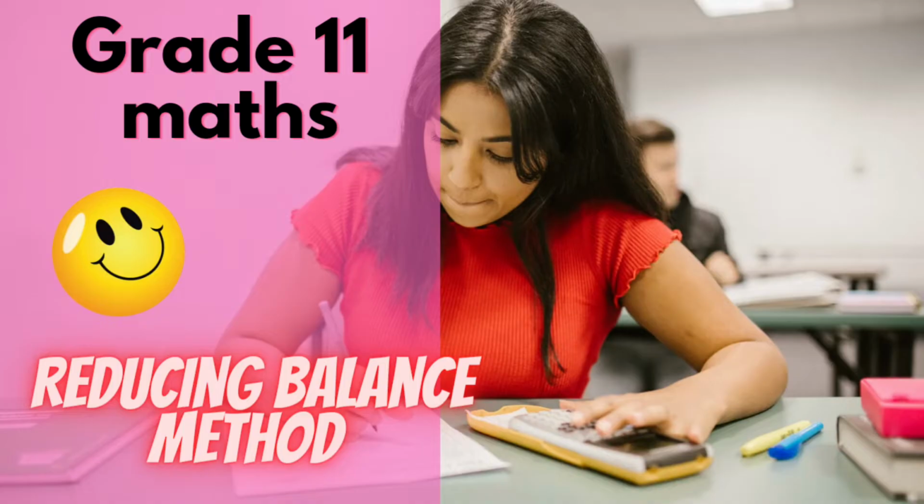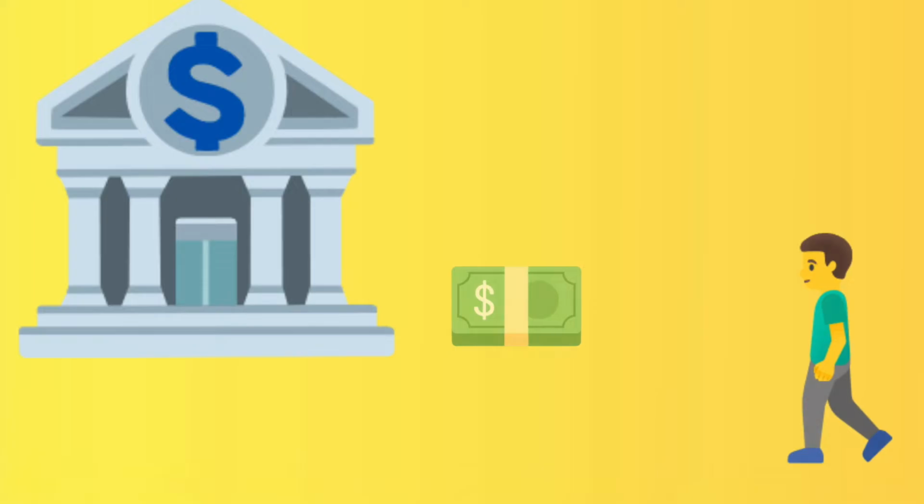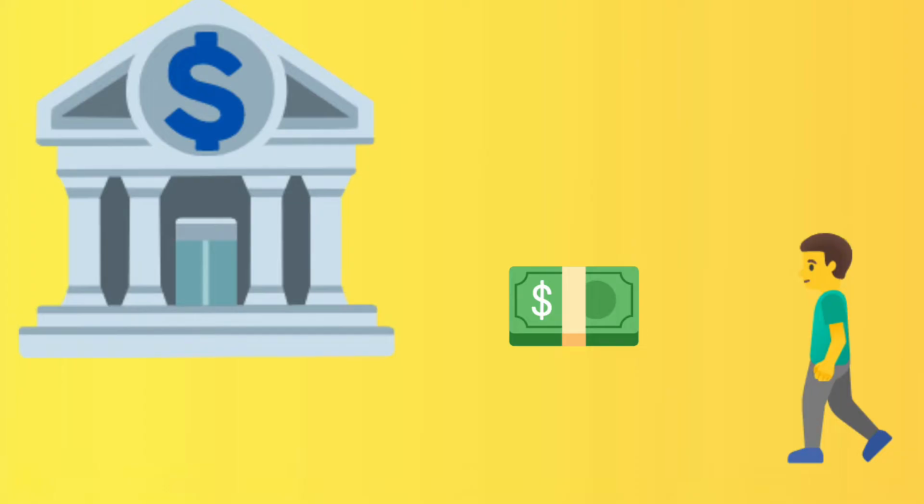In this video, I am going to discuss the reducing balance method for grade 11. When a large amount of loan is borrowed from a bank, it is difficult to repay it completely with the interest at once. It is paid as monthly partial payments.